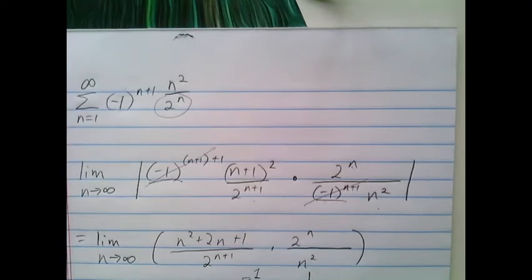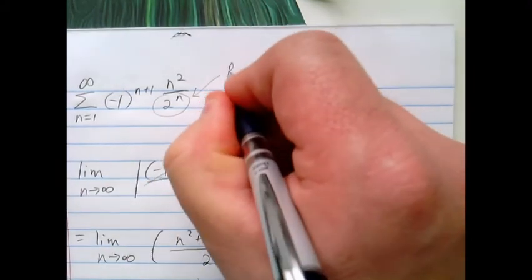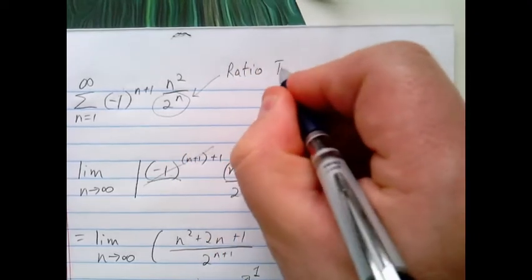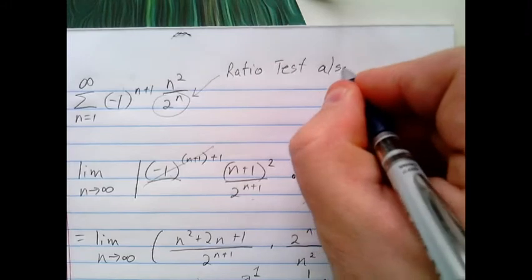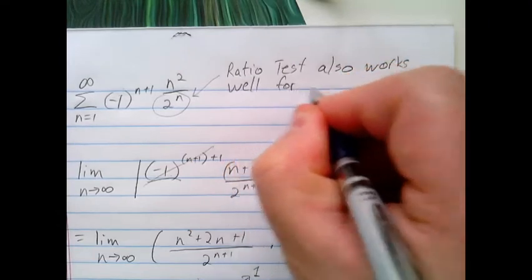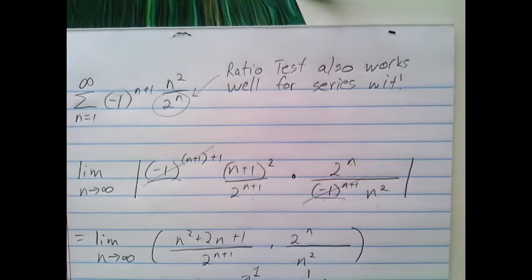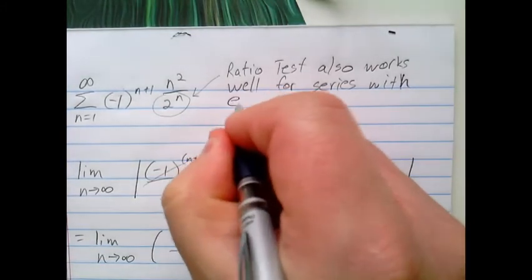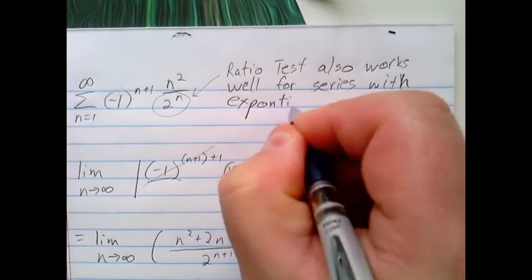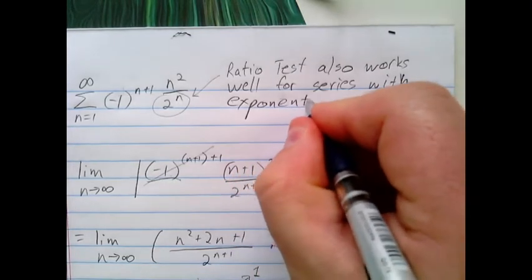Okay. I've told you already that if a series has a factorial in it, then you should probably use the ratio test. But also the ratio test works well when there are exponential terms. So we'll say this, the ratio test also works well for series with exponential terms. Let's try again to spell exponential.